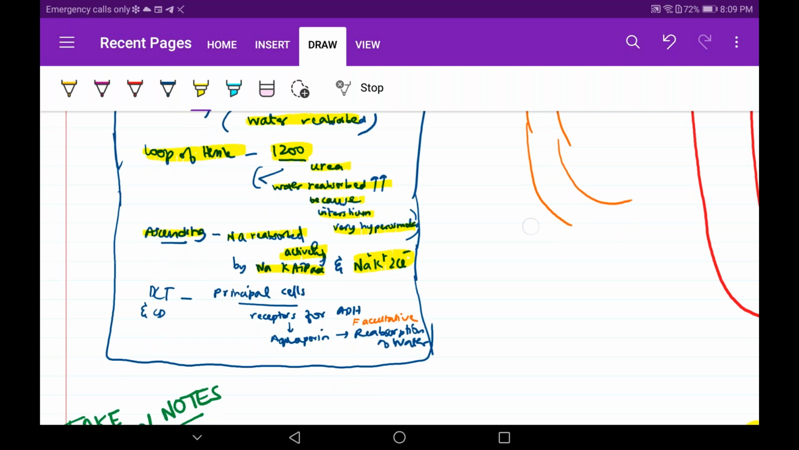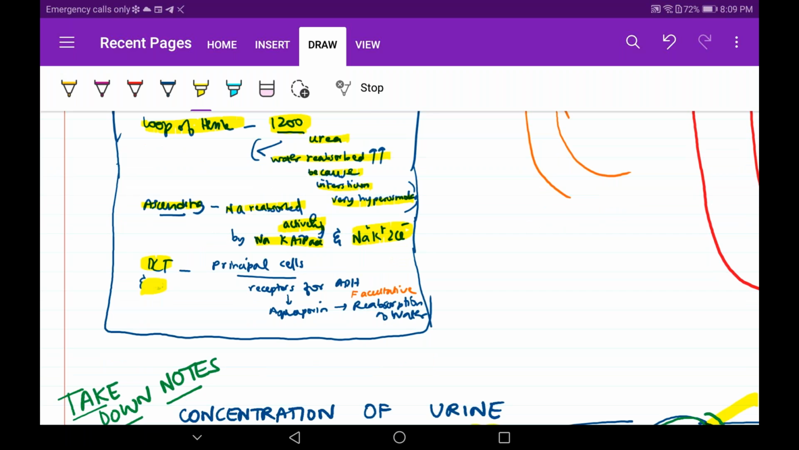Lastly, in the DCT and the collecting duct, what is happening, guys? Principal cells are there. These principal cells have receptors for ADH, that is aquaporin 2, which cause facultative reabsorption. Another name for this, facultative reabsorption of water. Nothing but a large amount of water is getting reabsorbed, right? So we are giving a special name.